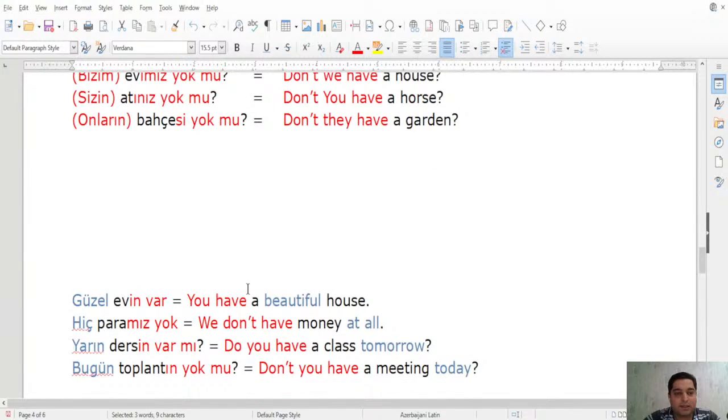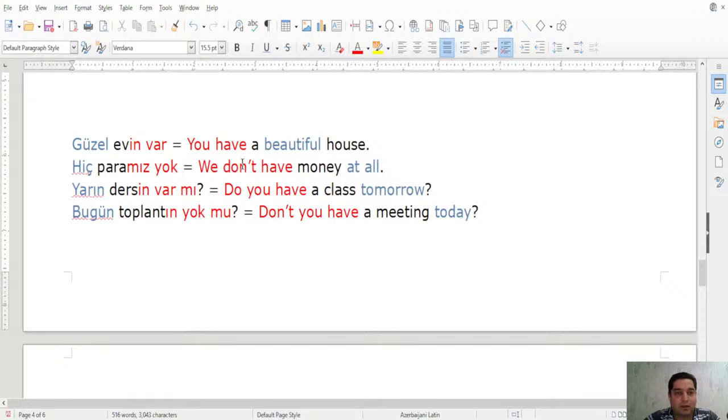Now, apart from this, let's have a bit more expanded sentences as examples. Okay, so here for example, güzel evin var. You have a beautiful house. Okay, senin. You see, I already omitted what?